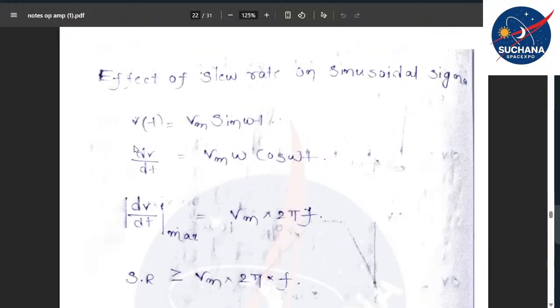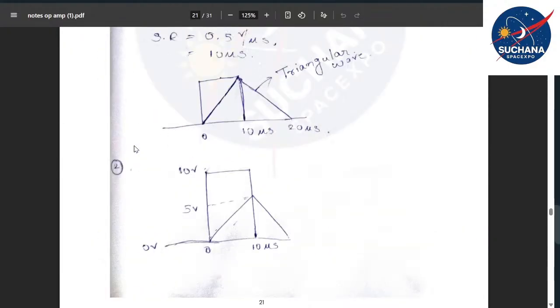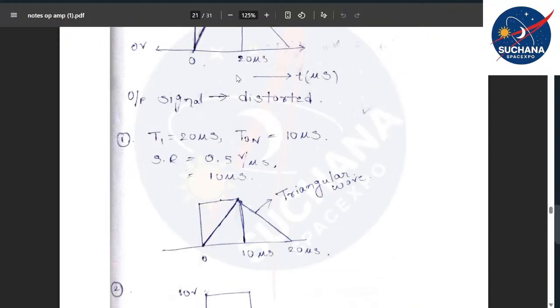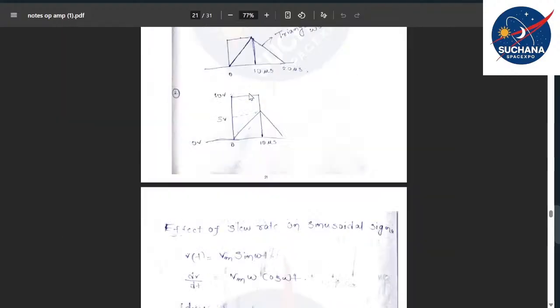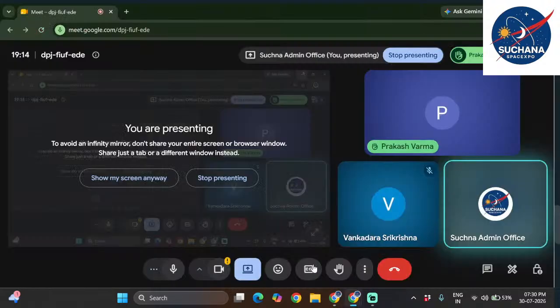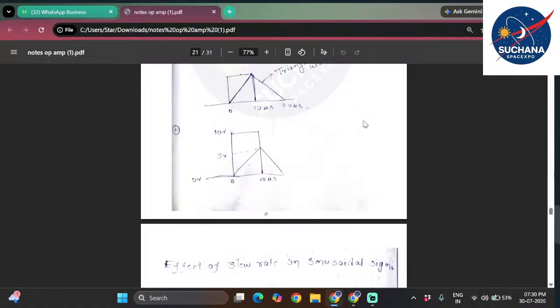Up to here we are not going into detail about graphical analysis of the sinusoidal signal. Just try to understand the graphical analysis of the effect of slew rate on a square pulse. So up to here I hope everything is clear, right? Yes. Everything clear?